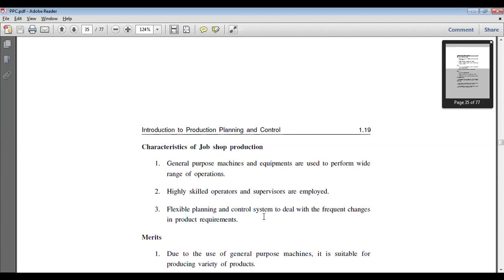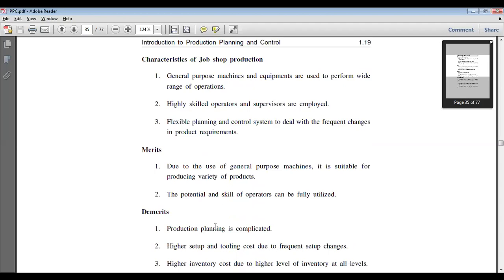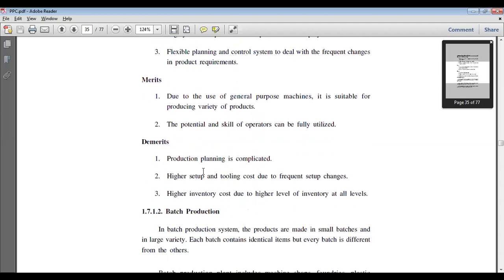Flexible planning and control system to deal with frequent changes in product requirements. Every moment the product requirements are changing. Merits: general purpose machines and skilled operators are fully utilized. Demerits: production planning is complicated, as I told, because of the complex nature of the product.